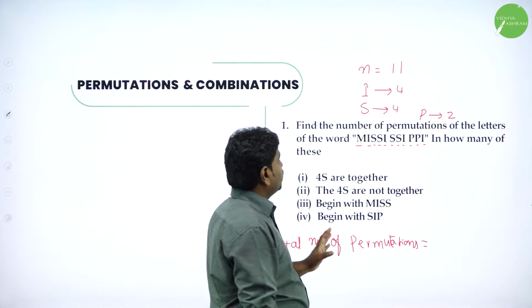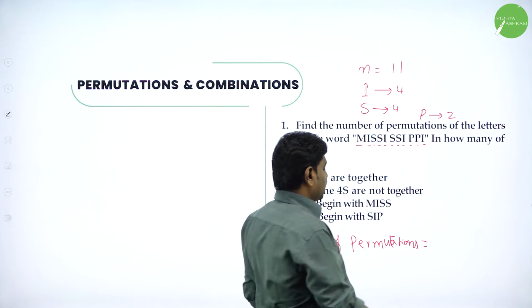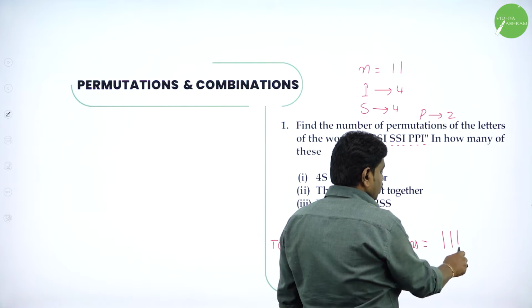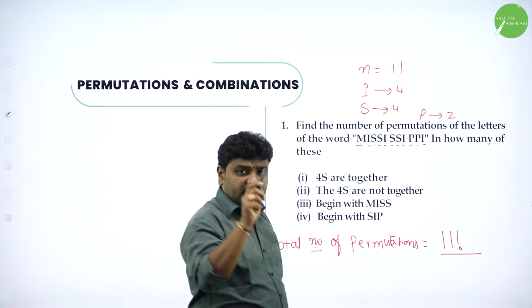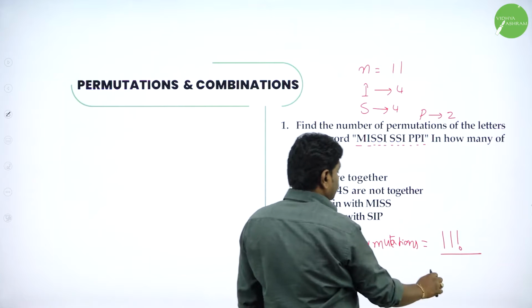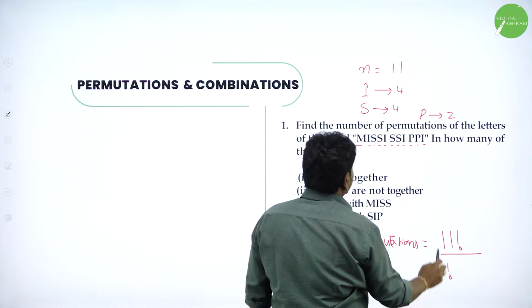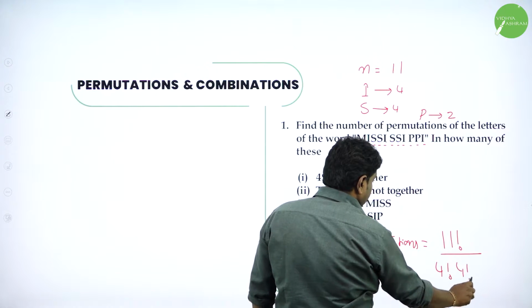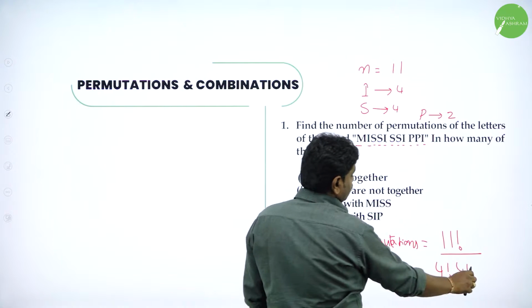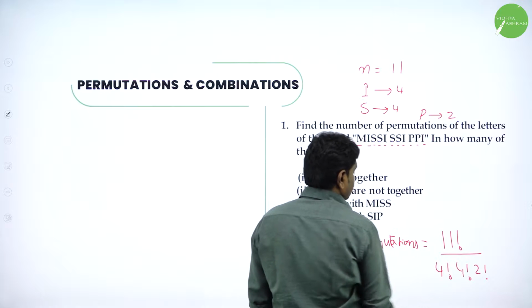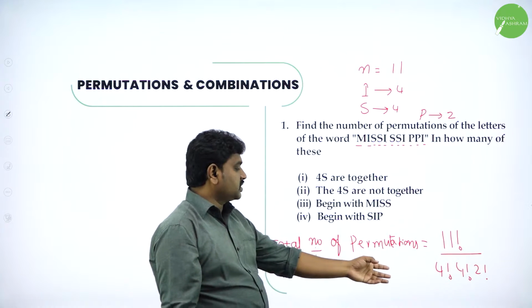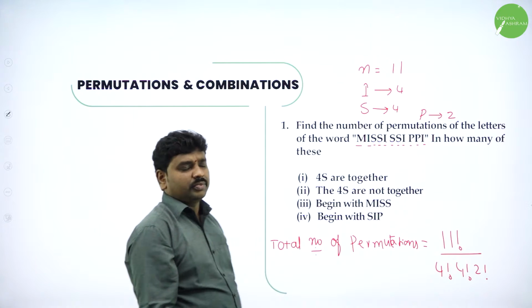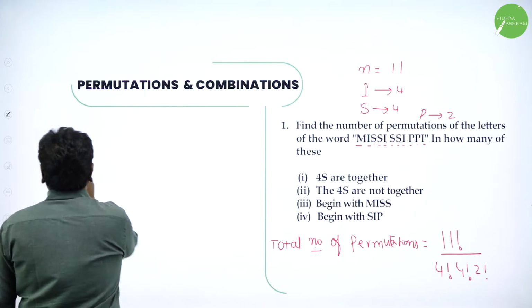So the number of permutations is n factorial, that is 11 factorial, if there is no repetition. But repetition of letters is there. So I occurred 4 times, so divided by 4 factorial. And S occurred 4 times, that's why divided by 4 factorial. And P occurred 2 times, so 2 factorial. So this is the total number of permutations. If you simplify, leave it like this, they'll give marks. Now the first part of the question.